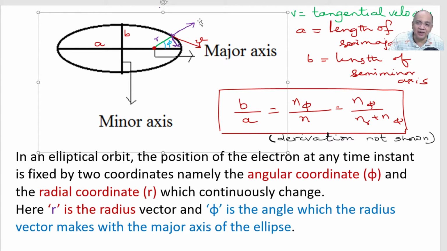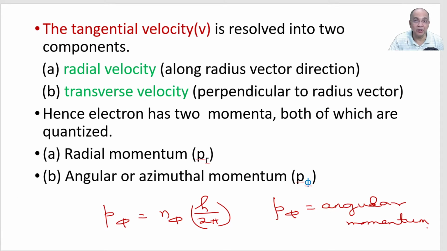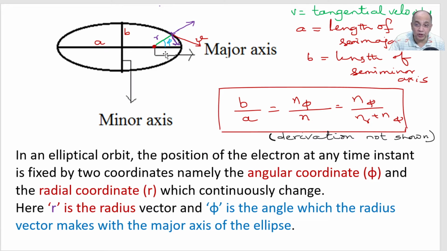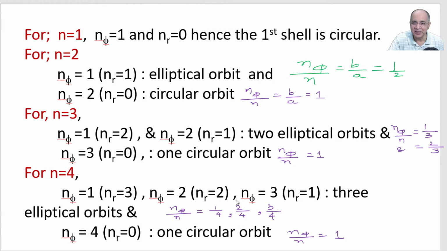So the radial velocity has two things: one, radial momentum, and the other, the radial quantum number. That can be 0, and the quantum number can be 0, 1, 2, 3. But n phi, the azimuthal quantum number, which is the result of this transverse component of the tangential vector, which has a momentum called the angular momentum or the azimuthal momentum, and the corresponding quantum number is n phi, the azimuthal quantum number or angular quantum number, not transverse quantum number. Got it?